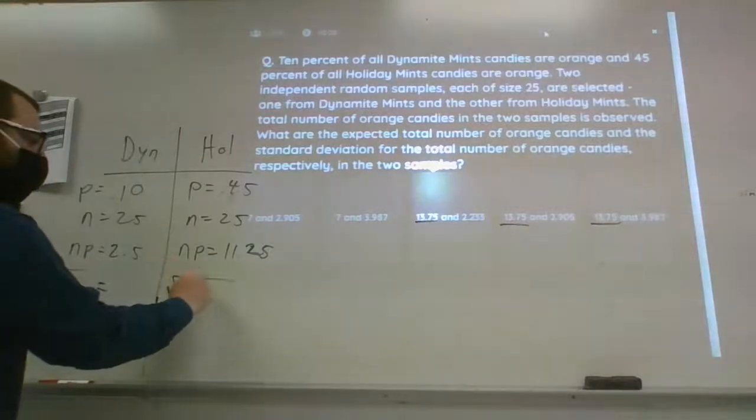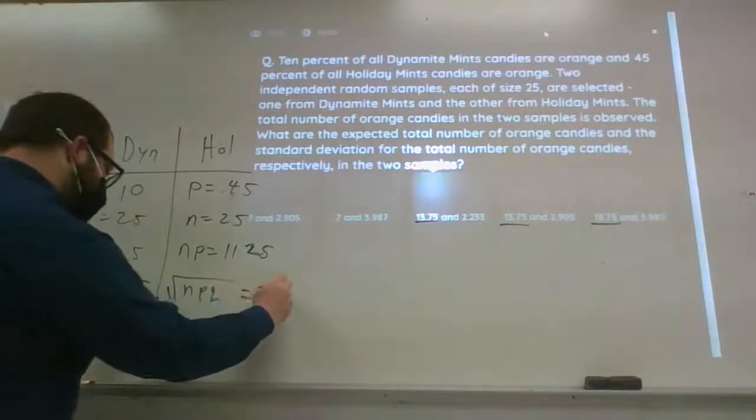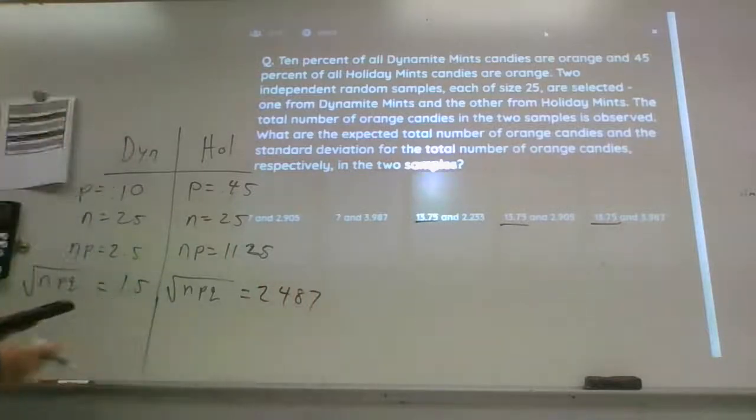Square root of NPQ. If you calculate the square root of NPQ for the dynamite candies, you get 1.5. And for the holiday candies, you get approximately 2.487. But now my question to you: how do I combine them?